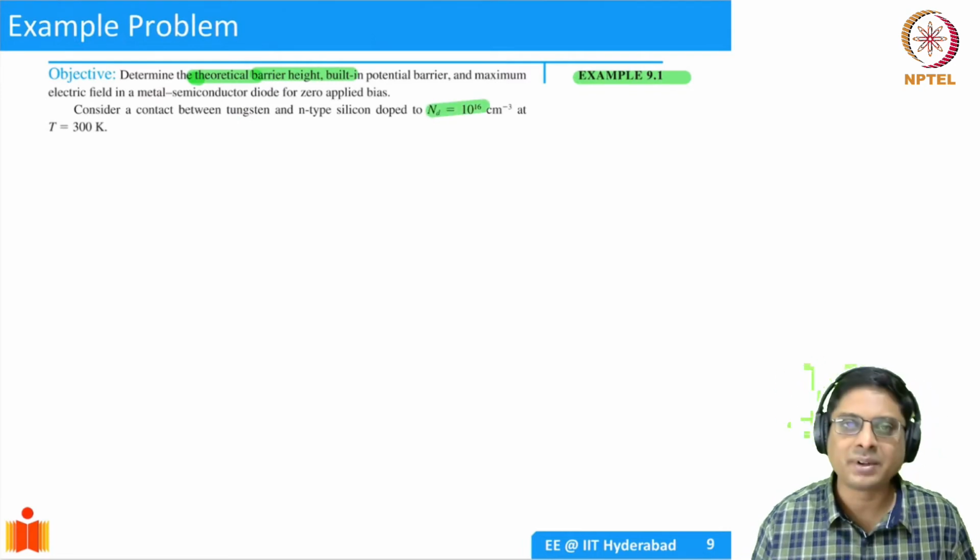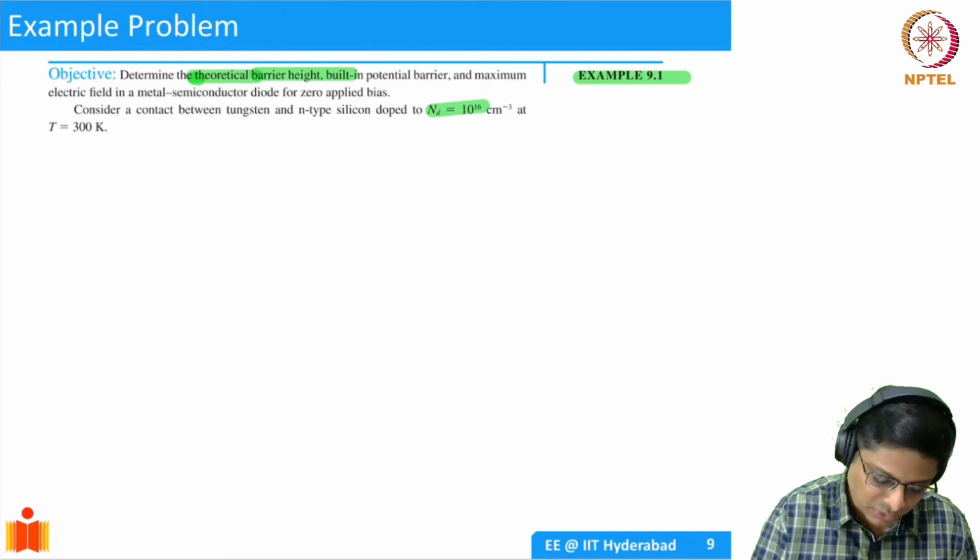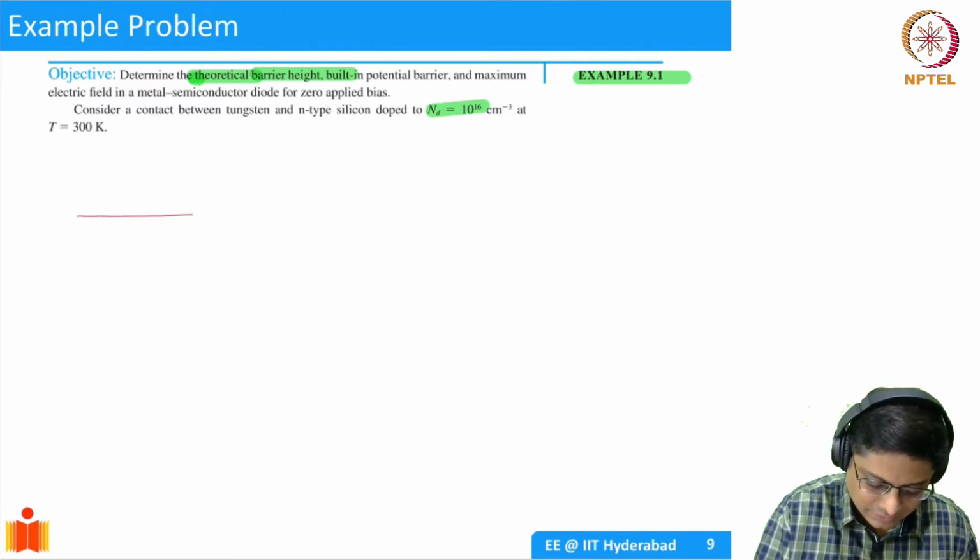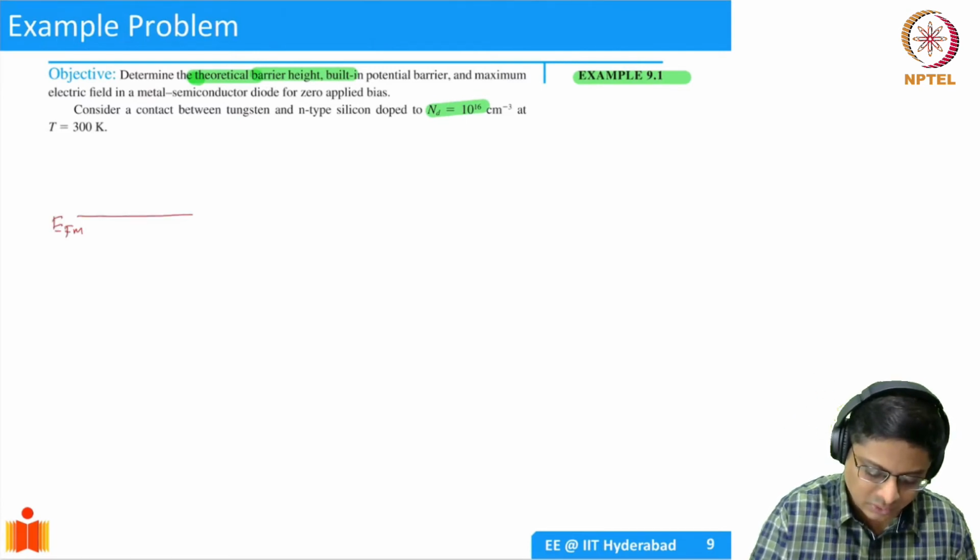So to determine the barrier height, the first thing we need is, let's try to put it here. Let's say there is an EF of the metal, and there's going to be some semiconductor.